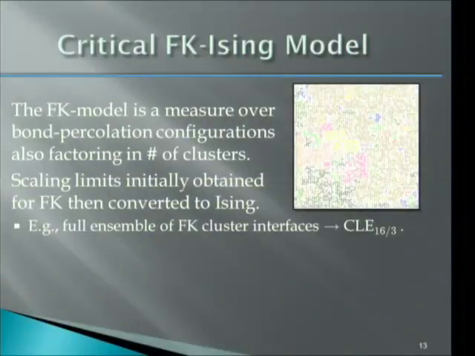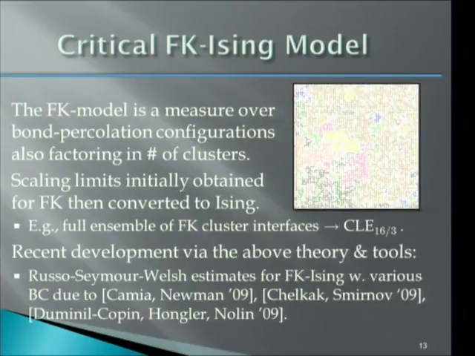So the scaling limits were first obtained for the FK Ising and then converted to Ising. For instance, you can write down that the full ensemble of FK cluster interfaces should be SLE of 16 over 3. Some of these results were already uploaded on the arXiv, others have been announced. In particular, one of the crucial elements of our proof will be Russo-Seymour-Welsh type estimates for FK Ising.